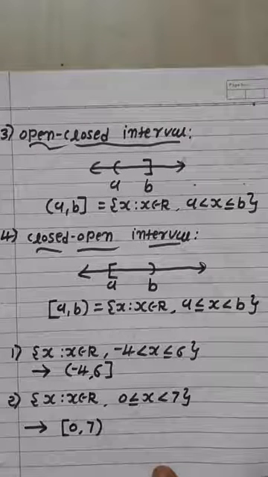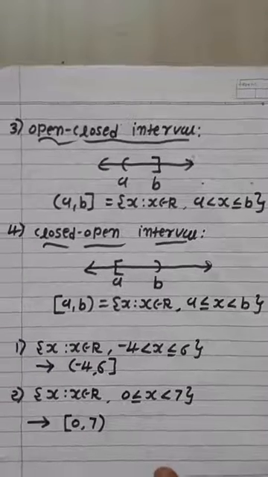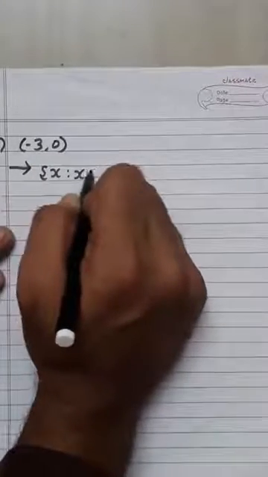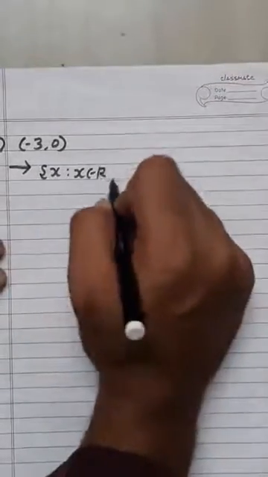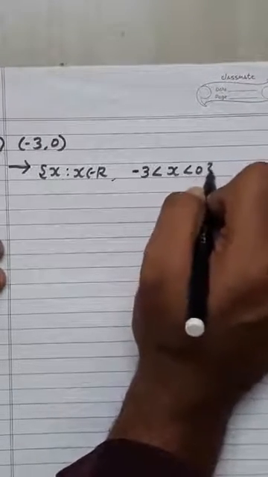Now suppose the interval form is present and we write it in set-builder form. How can it be written? Suppose here open interval (minus 3, 0) is present and we write it in set-builder form. Here the open interval form is present. First we write x, where x belongs to R. Now, as the open interval form is present, we write strictly less than, so minus 3 less than x less than 0, set over.